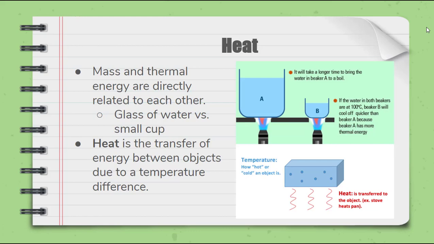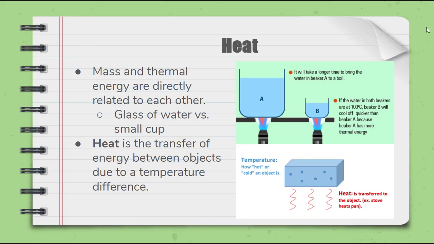So mass and thermal energy are directly related to each other. Think of a glass of water versus a small cup. It's going to require more energy to get a larger amount of water to boil than it would a smaller amount. It makes sense. The waters in both beakers are at 100 degrees Celsius. On the right-hand side, Beaker B is going to cool off faster than Beaker A because Beaker A would have more thermal energy.